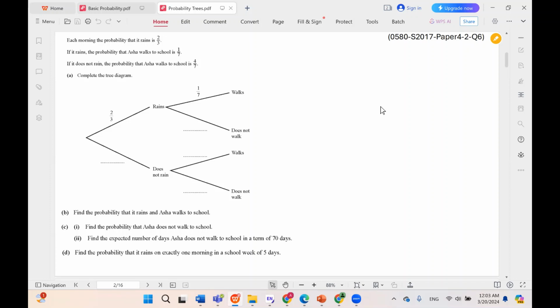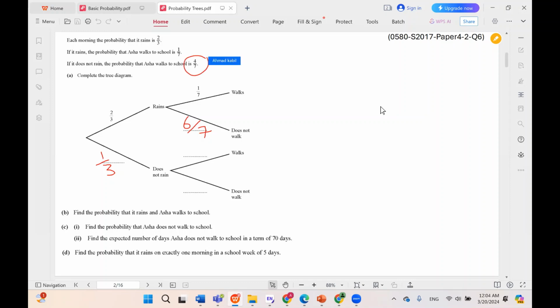Complete the tree diagram. So the first thing you should know about tree diagrams is that the sum of any two branches must equal 1. So we can immediately realize that this is 1 over 3, and this here is 6 over 7. We simply subtract the other branch from 1. So we do 1 minus 2 over 3 or 1 minus 1 over 7, and we get these values.